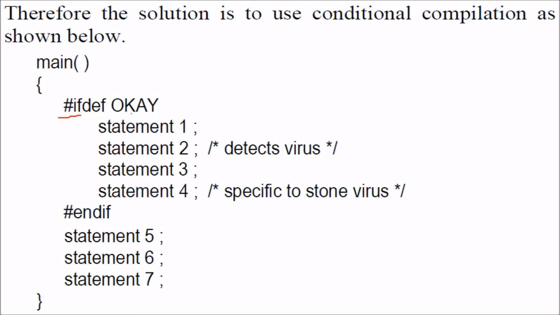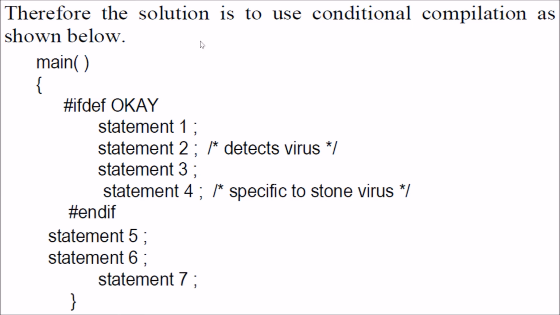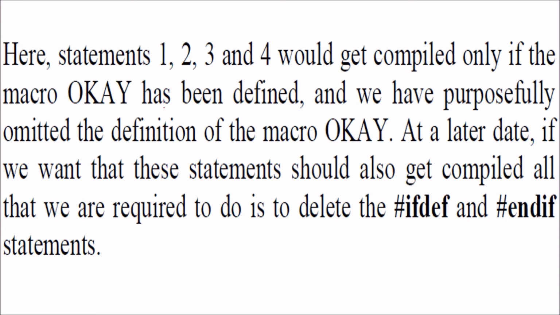First is, if OK is defined, lines 1, 2, 3, 4 will be executed, otherwise you will end up here. Just imagine a scenario where OK is not even defined here. So when there is no OK, we have not defined this macro, these lines will never execute. And at some other point, after some days or weeks, you decide to run these lines, you just define this OK, or you just take off these lines. So these lines will be run. So this is how #ifdef and #endif will work.